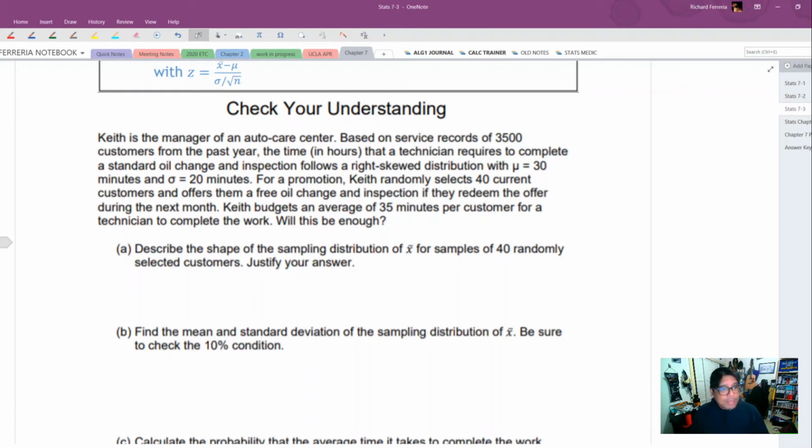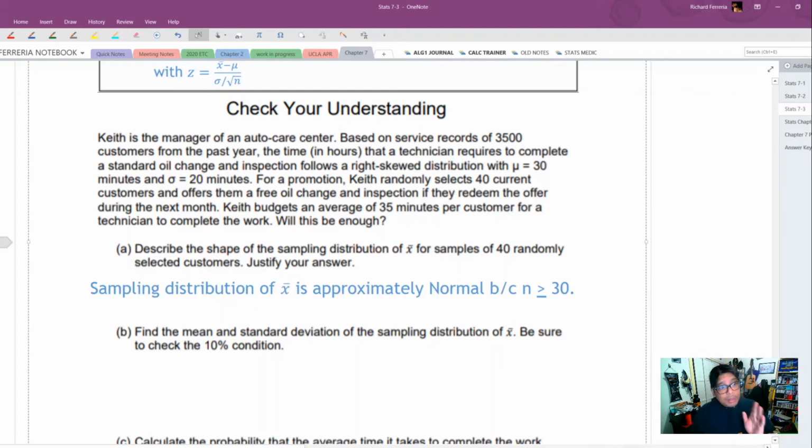Now, describe the shape of the sampling distribution. Well, we have the sampling distribution of X bar. That's important. We have a sample size of 40, so that means the central limit theorem comes into action, because for a sampling distribution of X bar, if the sample size is greater than 30, the sampling distribution is approximately normal.